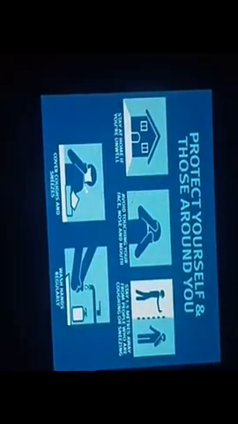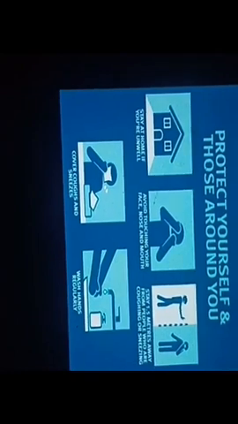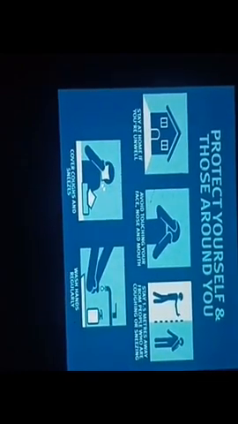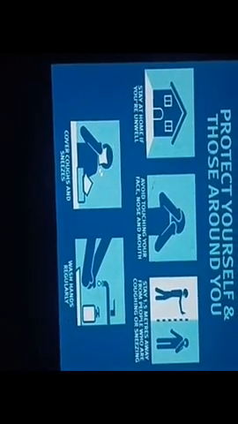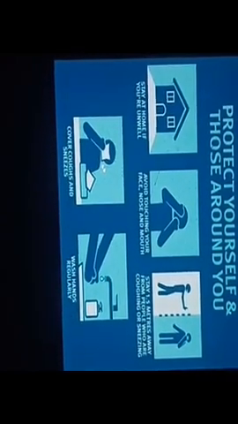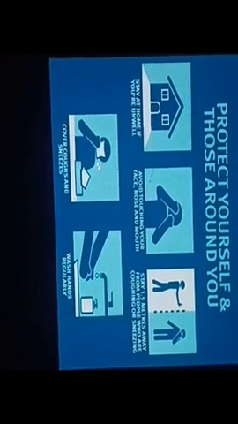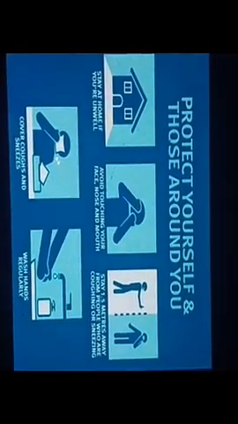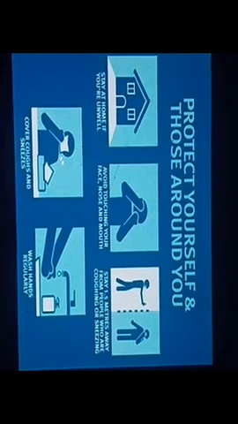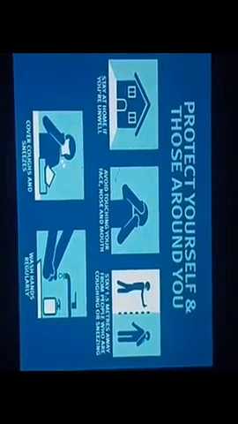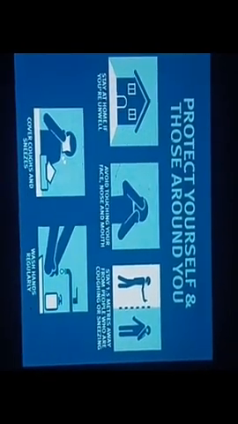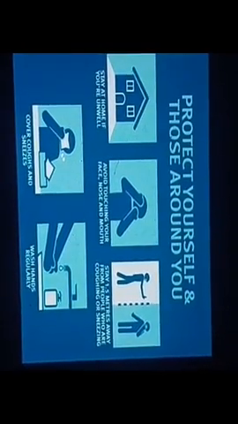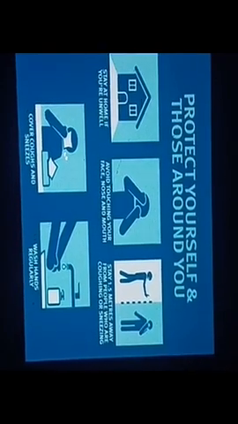Now you have to follow these steps to protect yourself and those around you. Children, you have to stay at home if you are unwell. Avoid touching your face, nose and mouth. Stay 1.5 meters away from people who are coughing or sneezing. Cover coughs and sneezes. Wash your hands regularly.